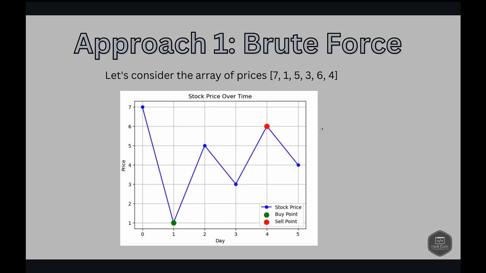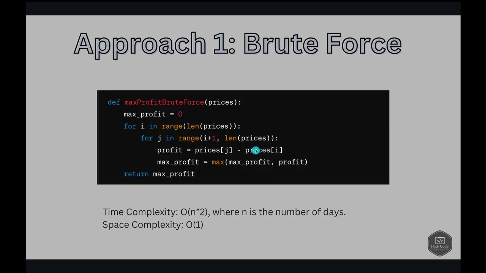So buying on the second day, when the price is 1, and selling when the price is 6, on the 5th day, leads to a profit of 5. This approach is very straightforward, but it's not efficient for large data sets. So let's look into the code to see how to solve this.